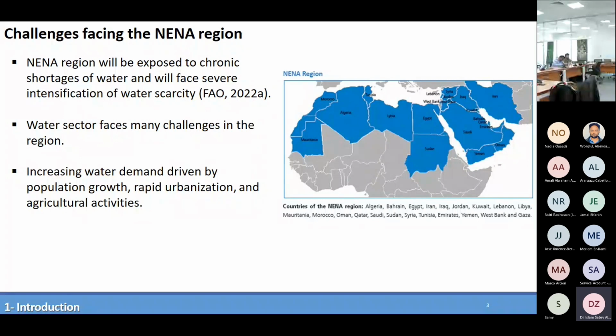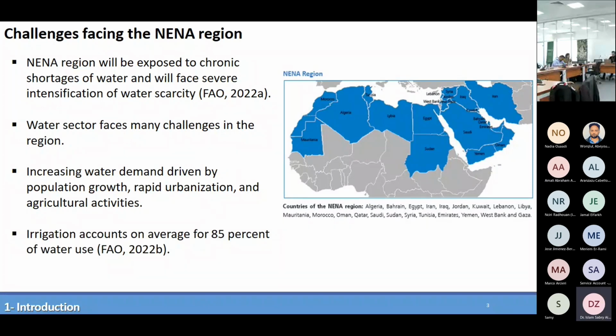Increasing water demand is driven by several factors like population growth, rapid urbanization, and agricultural activities. But if you think about agriculture, it consumes around 70% of the total water demand. If we are focusing on irrigation, the percentage of water consumed will be more than 85%.